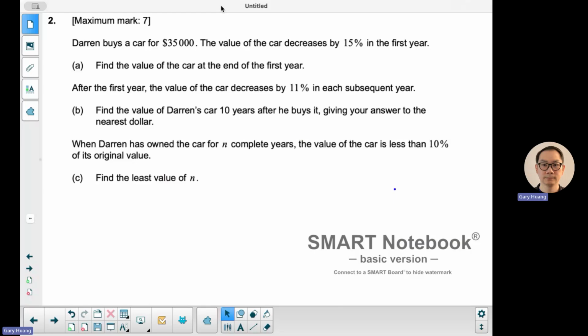Today we're going to look at number 2 of the May 2024 Standard Level Exam Paper 2. As you can see here, this is a financial application.